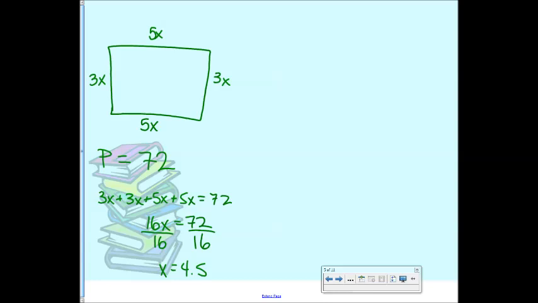What if I told you area equals 450? Then what would you do? That would be 3x plus 5x. 450. Close again.